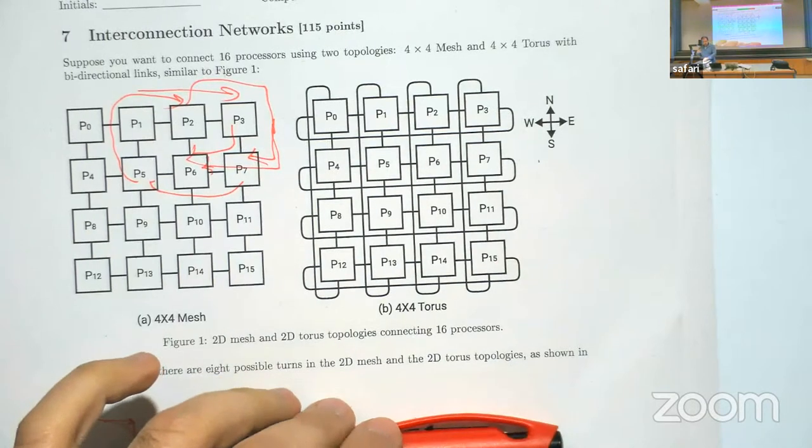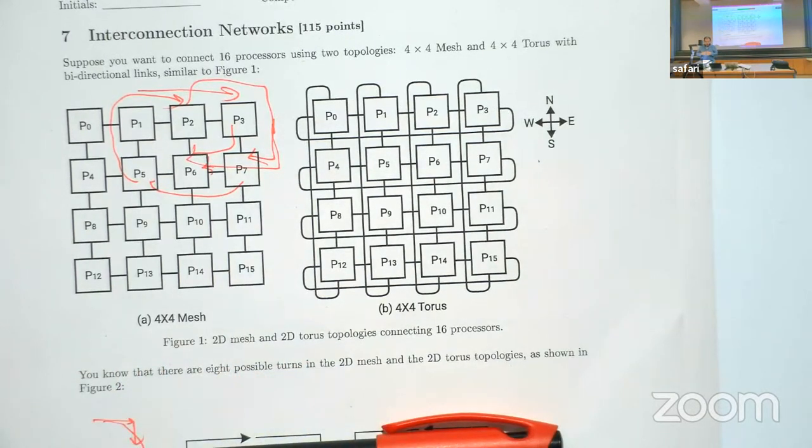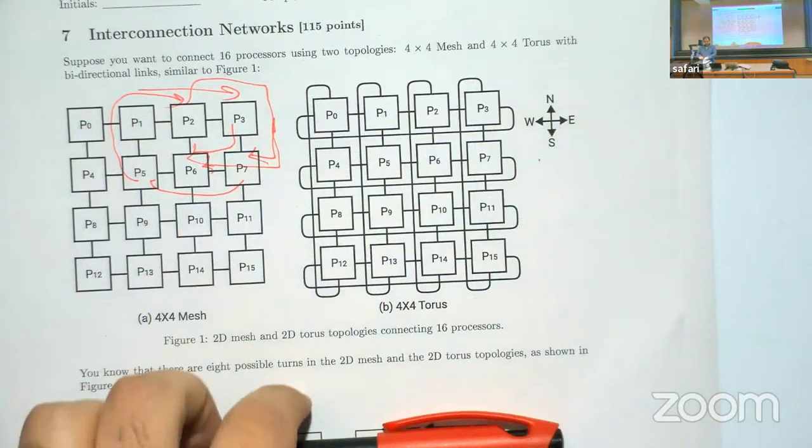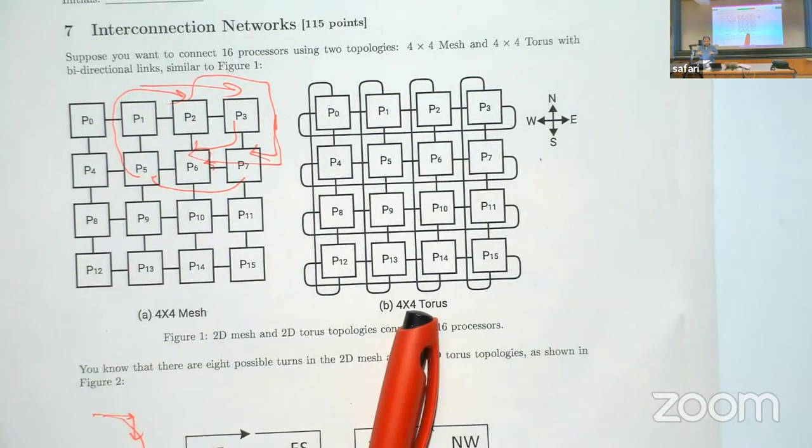And you should also know that the probability of that deadlock is not that high. But when we say that this algorithm is deadlock free, it means that it is impossible for deadlock to happen. In some algorithms, deadlock can happen with some probability. So if all of these packets are injected at the same time together, then we would have deadlock.